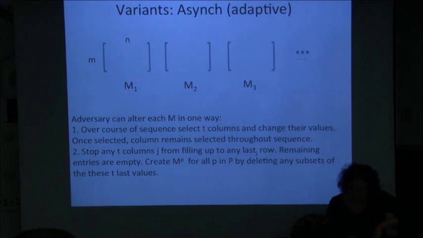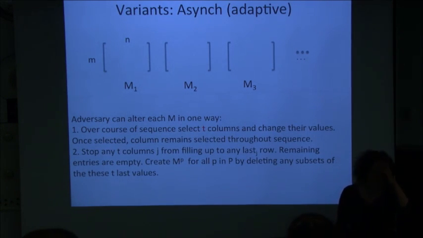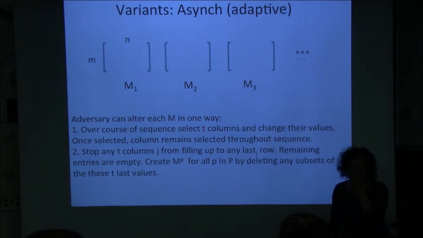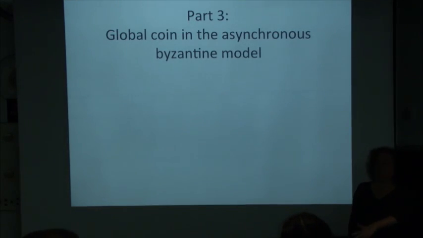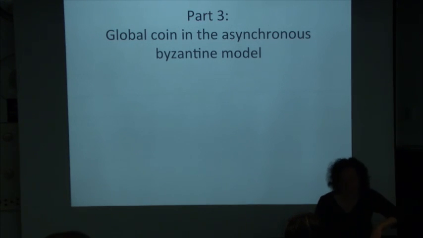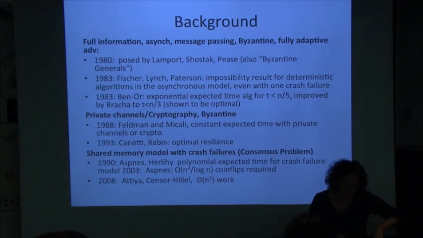All right, so where are we? Here we are, and I can't believe I only have 25 minutes, so I'm sorry. All right, but we've come part of the way. So we're going to do asynchronous adaptive. And all we care about right now is generating a global coin in this weird model of computation that I've invented.